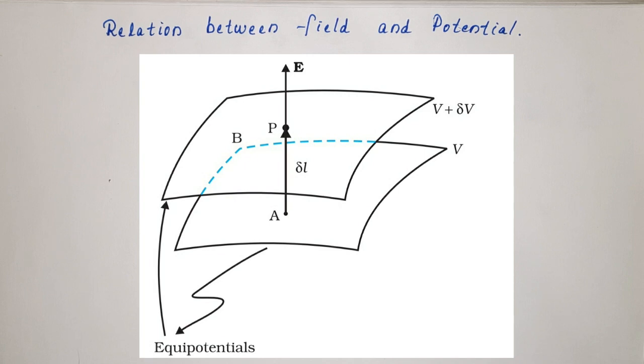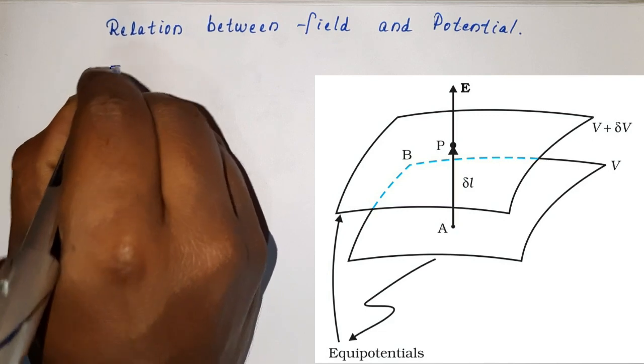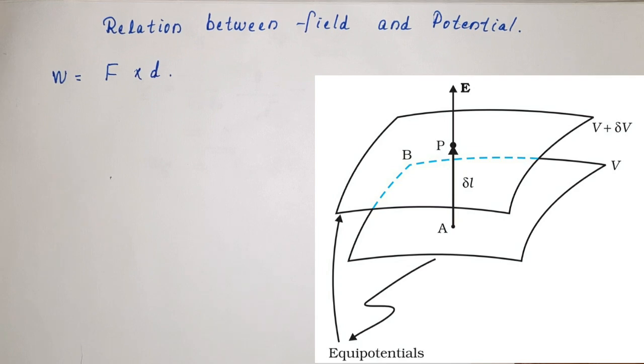So let's start. First we will write the expression for work done using force into displacement. Work done is equal to force into displacement. In this diagram, A is at a potential V and B is at a potential V plus delta V, and there exists an electric field in the upward direction. We are assuming the electric field to be vertically upward. So in displacing the unit positive charge from B to A, work is to be done against the force due to the electric field. Are you getting it?